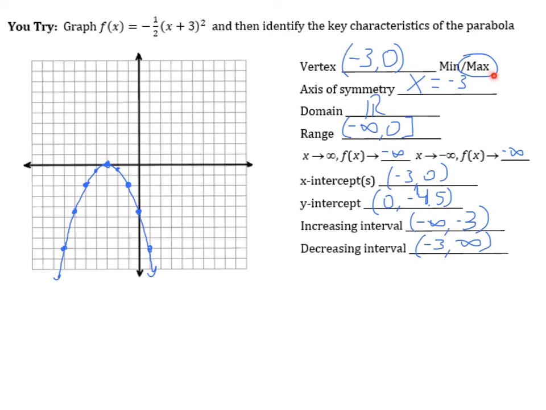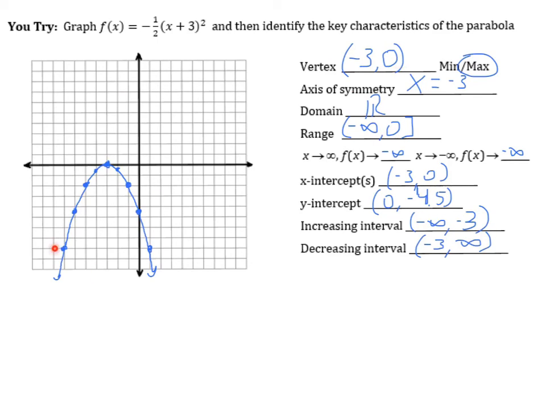And we also know that that's a max because the x squared has a negative being multiplied to it, so that tells me the whole graph is going to now go downward. We also know my axis of symmetry is x equals negative 3, because that's the x-coordinate of my vertex. The domain is all real numbers, because it's a quadratic function. And because the vertex is a maximum, that means the range is going to be going from negative infinity to 0, the y-coordinate of my vertex.